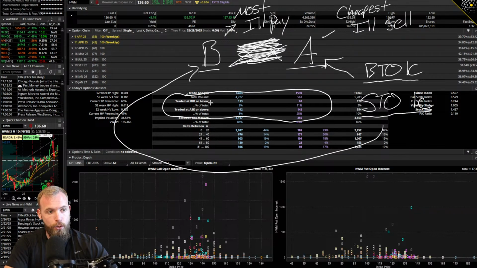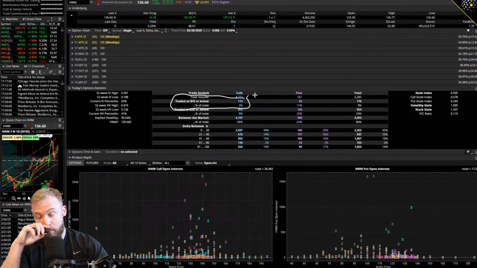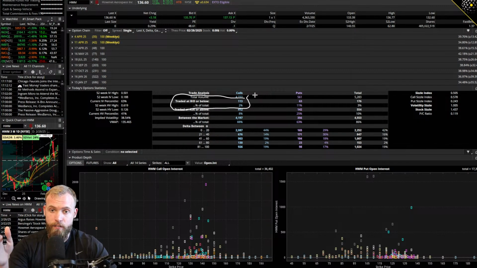So this is how you can use the at the bid or at the offer to make an inference. Super important point. In inference, we do not know. We do not know if these 113 calls at the bid, we do not know if all of them were bought. I guess I should say sold here, sorry. We do not know if they were sold. Some of them might have been bought. Low probability, but they might have been.